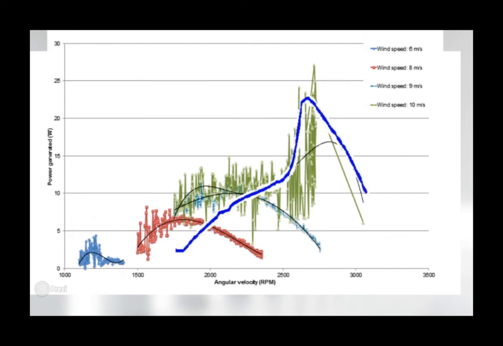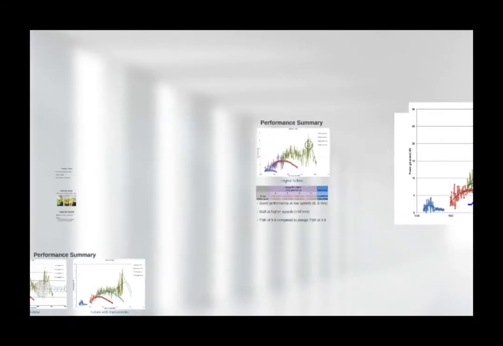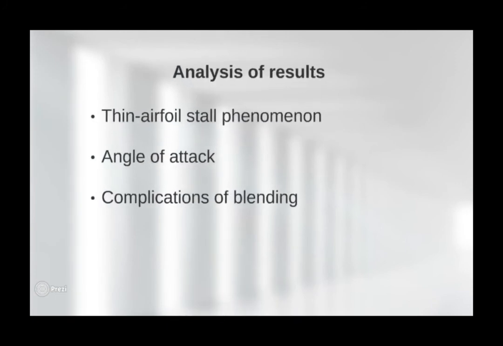We speculate that the thin SG6043 airfoil may have suffered thin airfoil stall. This, along with the thin blade profile and optimization for high RPM, meant the angle of attack was too high to produce torque in low speed conditions. As a result, the self-starting speed of the turbine is quite high.